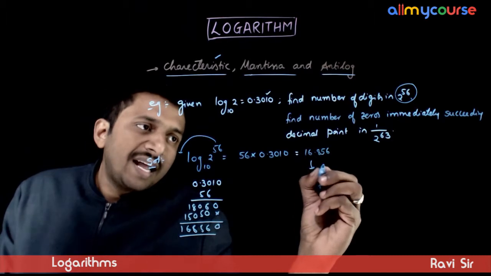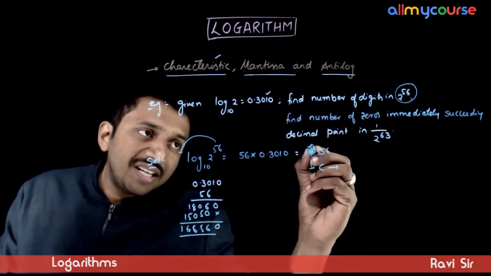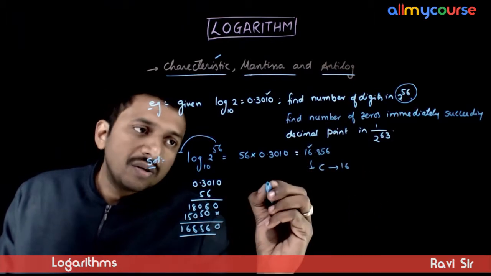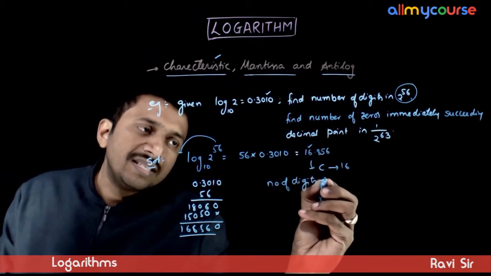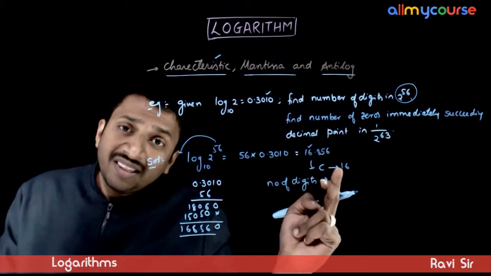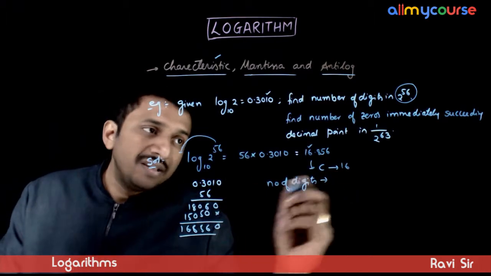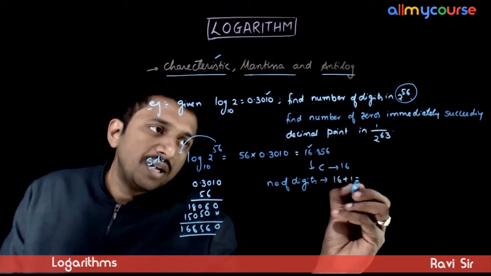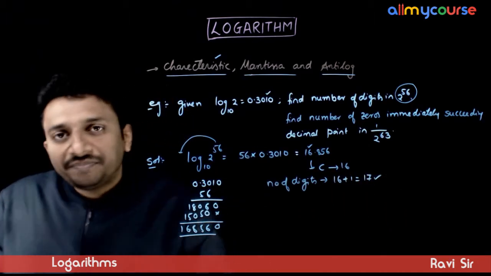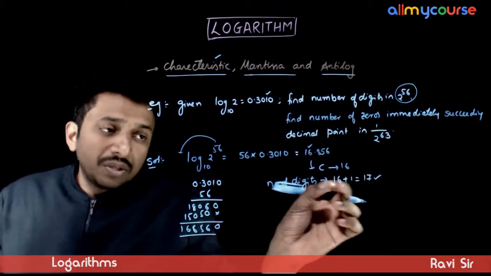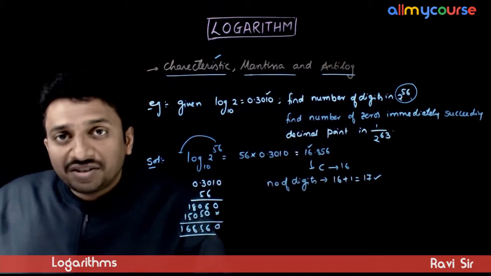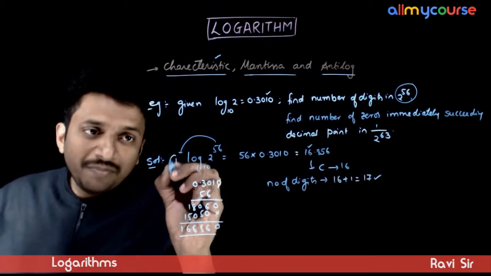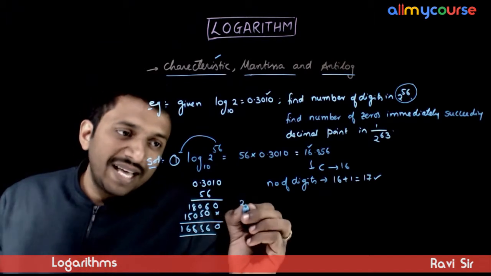So what is the characteristic of this? The characteristic is nothing but 16. So the number of digits is, by the formula, the characteristic plus 1. That is 16 plus 1, which is 17. So the number of digits in 2 power 56 will be 17 digits. So looks simple, right? Now let's go to the next question.